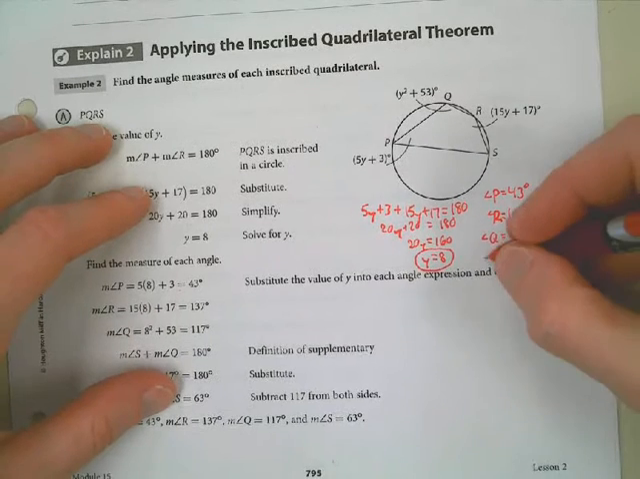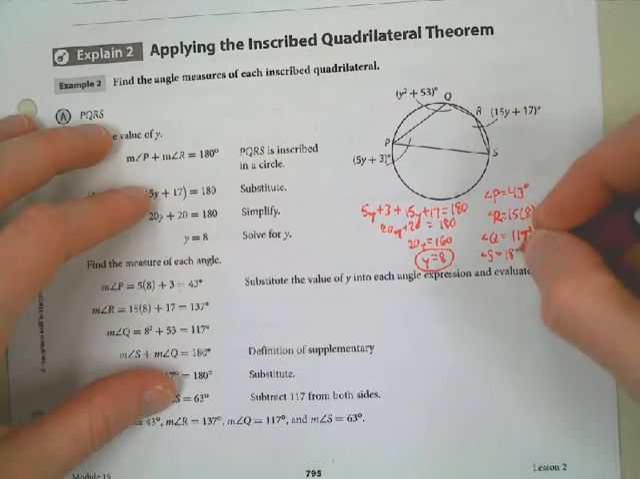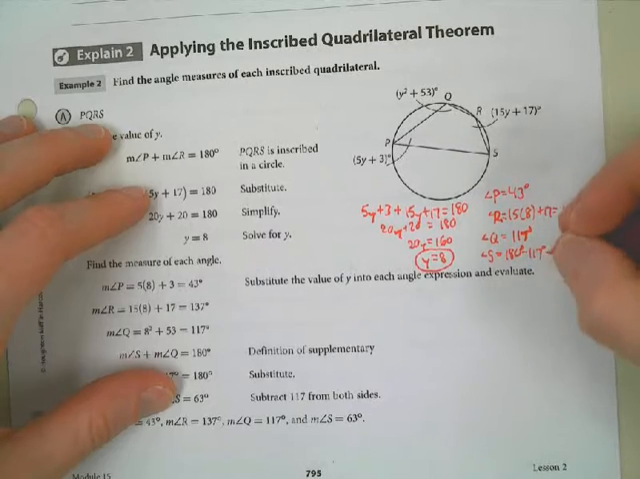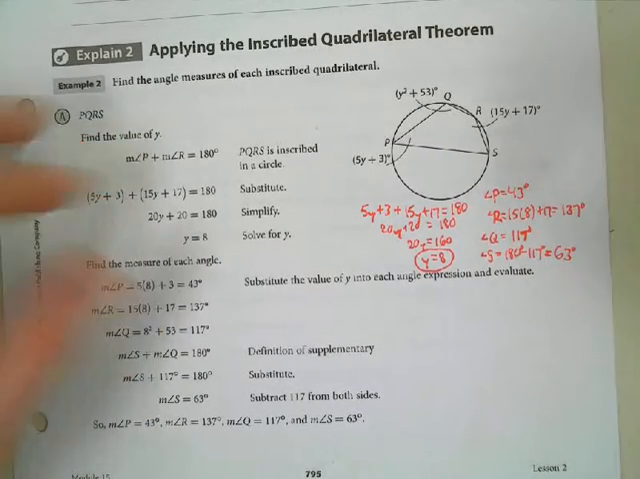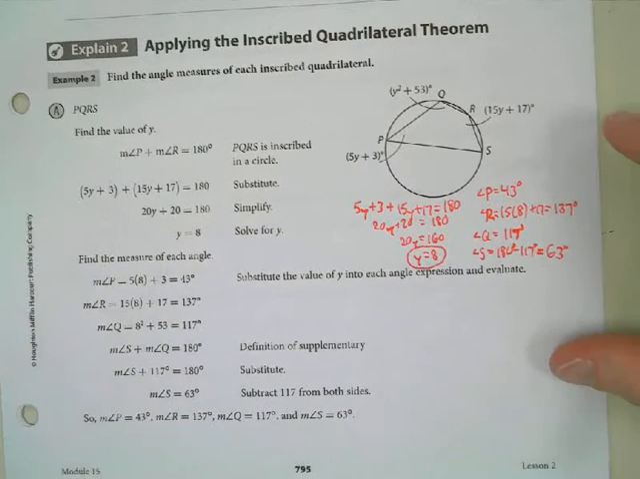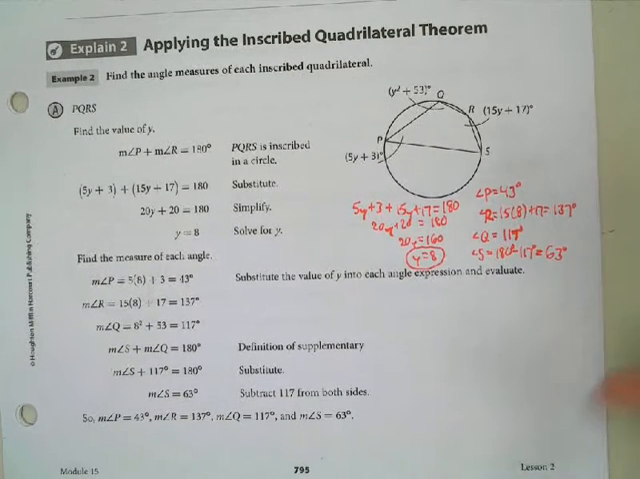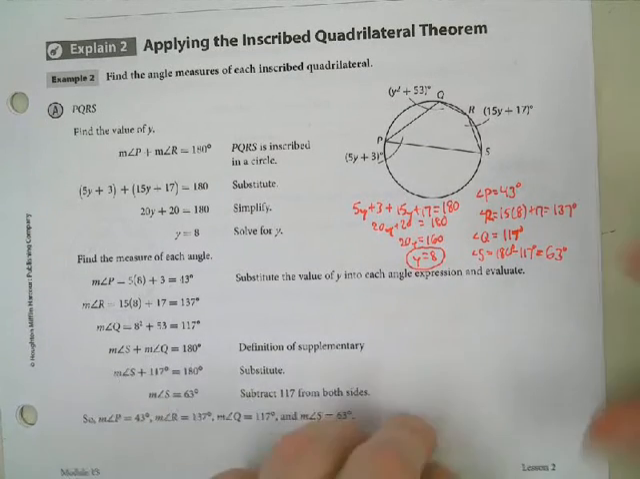Angle S, yes, is 180 minus 117. And let's see here. That is 63. Okay. Sure enough, there it is. All right. Easy peasy. Okay. Questions on any of that? So again, the key there is to set up that relationship.